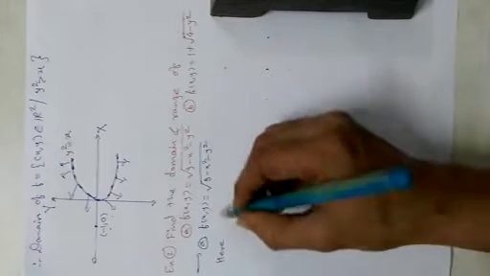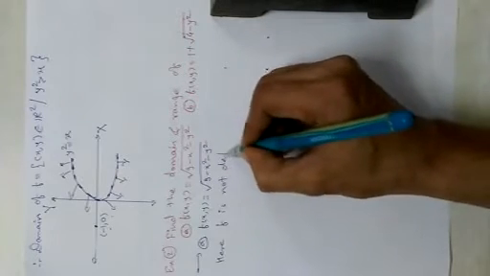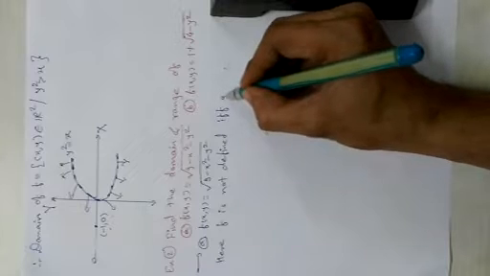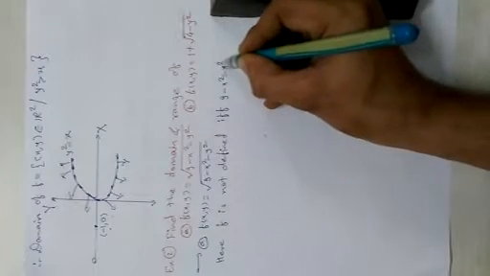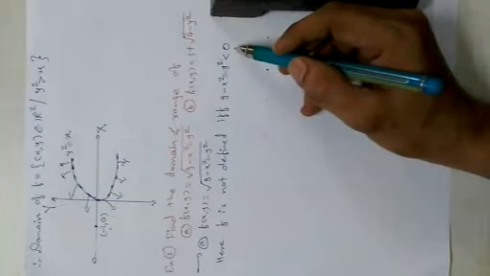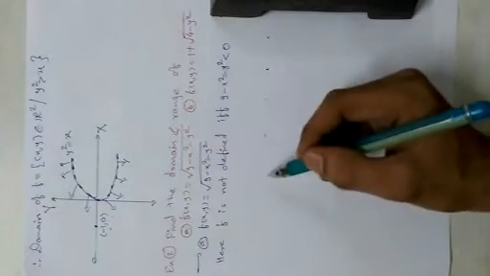Here f is not defined if and only if, as there is square root. The square root of a negative number is not defined, therefore f is not defined if and only if 9 minus x square minus y square is less than 0, since the square root of negative number is not defined.